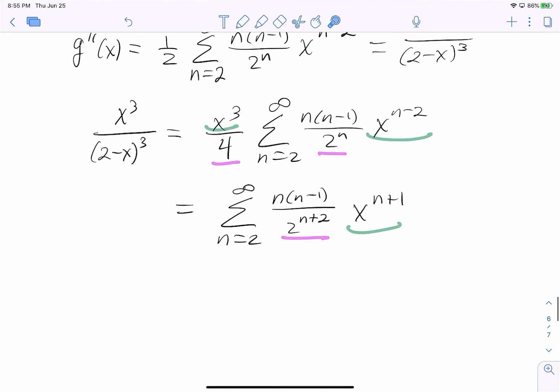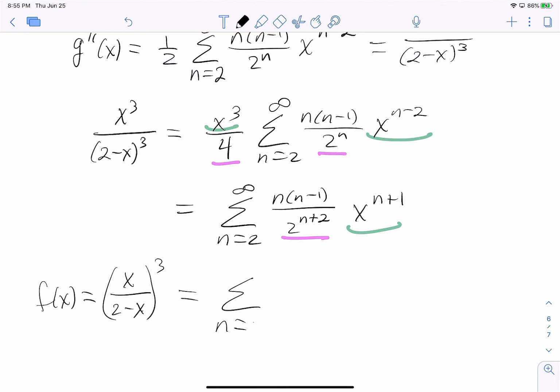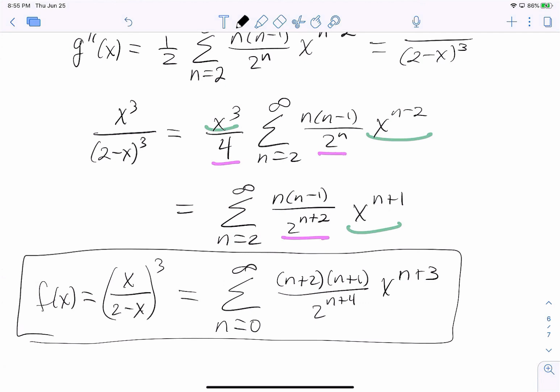Now, we could leave this like this, but our index starts at 2. We can make that index start at 0. So I'll wrap this up by saying x over (2 minus x), the whole thing cubed. That's what we started out with, right? Oh, and they called it f of x, so let's do that. f of x is equal to the sum as n goes from 0 to infinity. Now what I've done is drop that index by 2, so I need to increase all of the instances of n by 2. We'll end up with n plus 2 times n plus 1 divided by 2 to the n plus 4 times x to the n plus 3 as the argument of the summation notation.